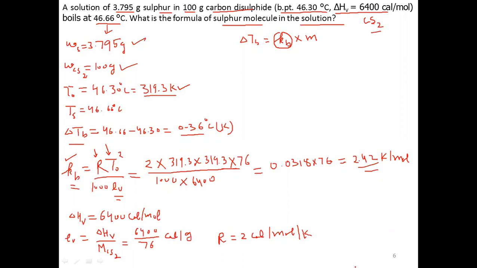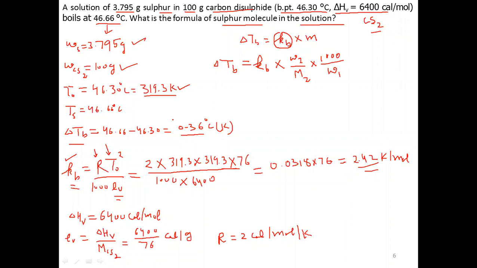Now we have to calculate the molecular weight of sulfur in this solution. So we will apply this equation here. Delta Tb is given. First I will write the expression for molality. So delta Tb is equal to Kb into molality, which is weight of solute, sulfur, divided by molecular weight of solute, into 1000 divided by weight of solvent.